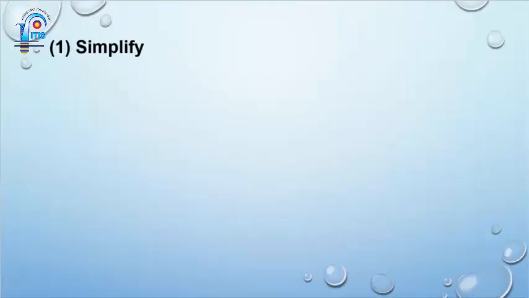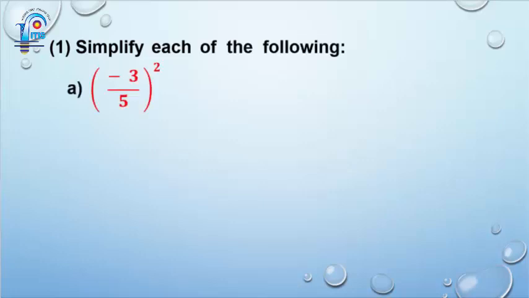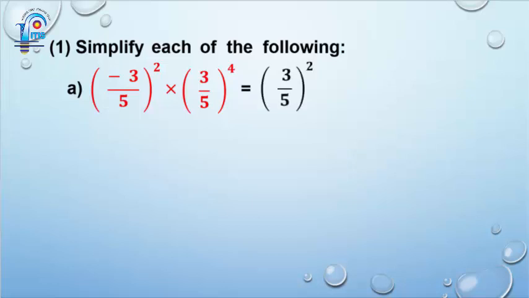Question number 1. Simplify each of the following. Letter A. Negative 3 over 5 to the power 2 by 3 over 5 to the power 4. Look at the first rational number. I have the negative number with even power. Even power cancels the negative sign. Then equals 3 over 5 to the power 2 by 3 over 5 to the power 4.